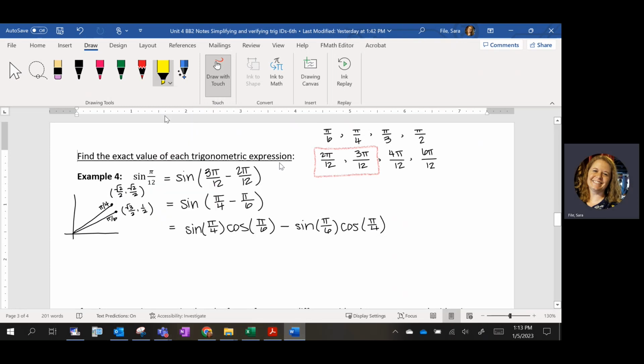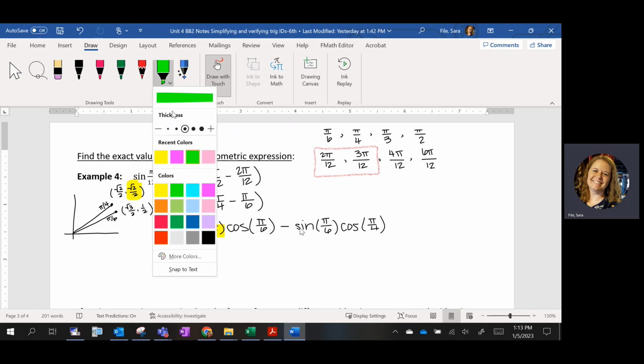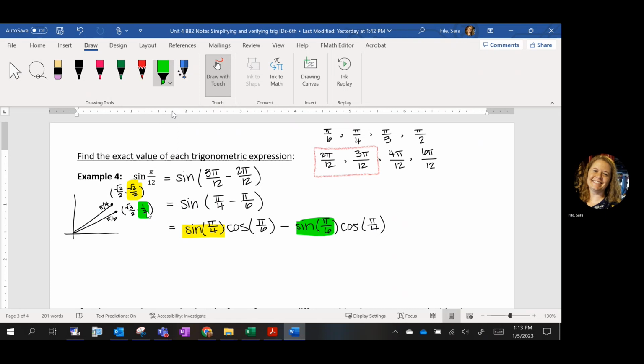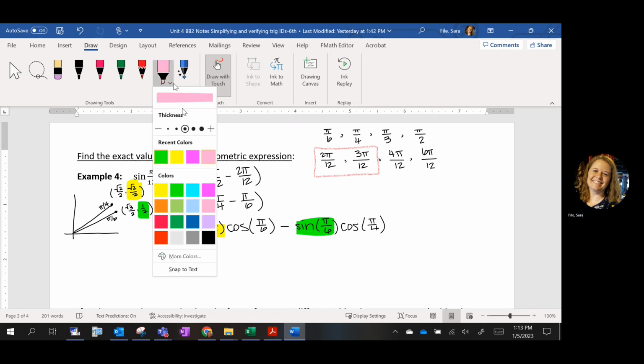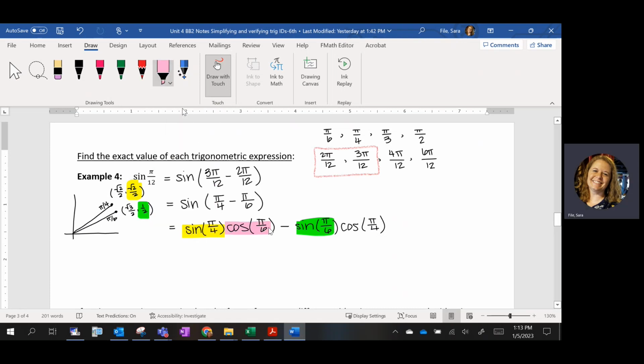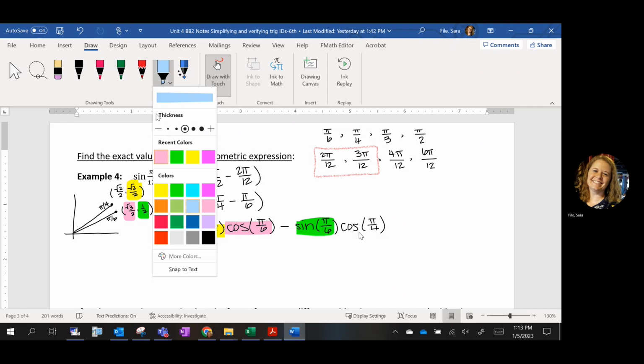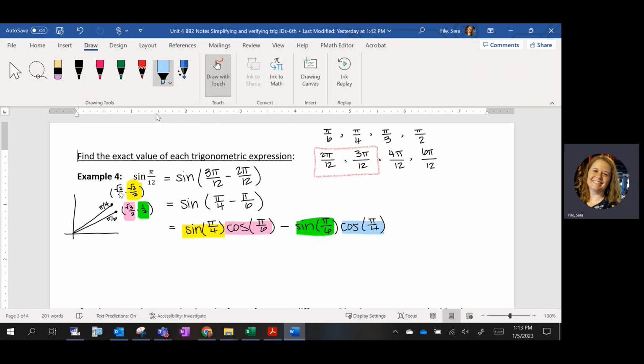Sine is y, cosine is x. So when we say sine at pi fourths, that's this one. When I say sine at pi sixths, that's this one. I'm just picking random colors, sorry. You don't have to highlight, I'm just trying to do this for our notes. So cosine at pi sixths and cosine at pi fourths. Everybody good with what I'm going to do? So I'm going to go ahead and put those values in because I know those values.